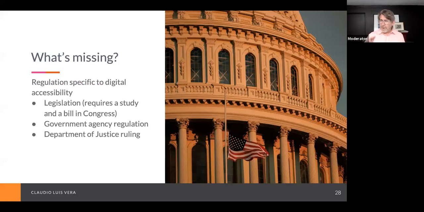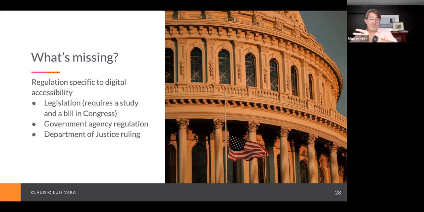So we've covered the Unruh Act, we've covered the CVAA, we've covered the ADA, we've talked about Section 504 and Section 508. Now, in all of this, what's missing is legislation that is specific to digital accessibility. So we're in the position where if we take it to the courts, it's being decided in a bench trial by a judge. A judge is going to be listening to expert witnesses from both sides and trying to make the best argument that she or he can.